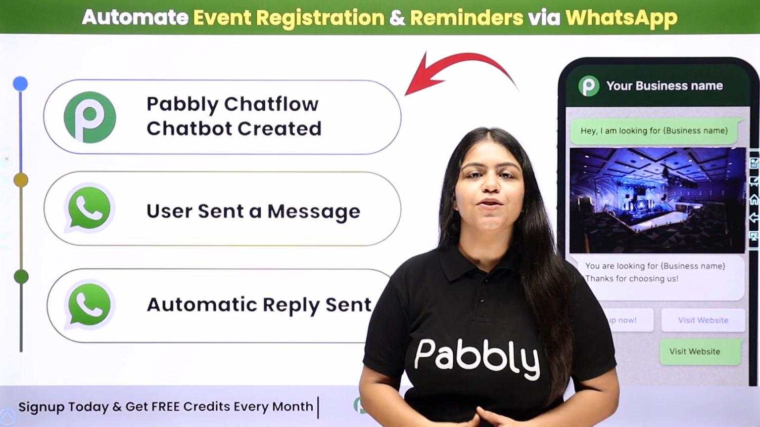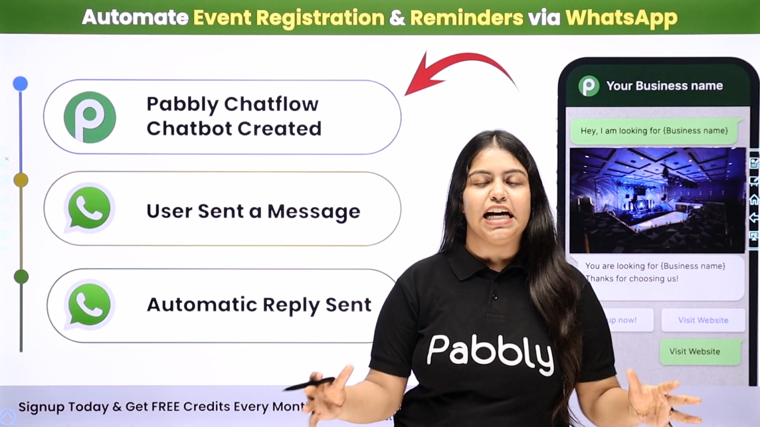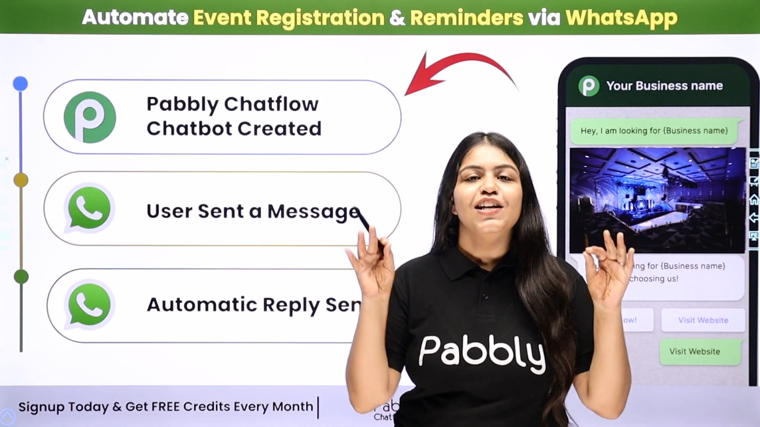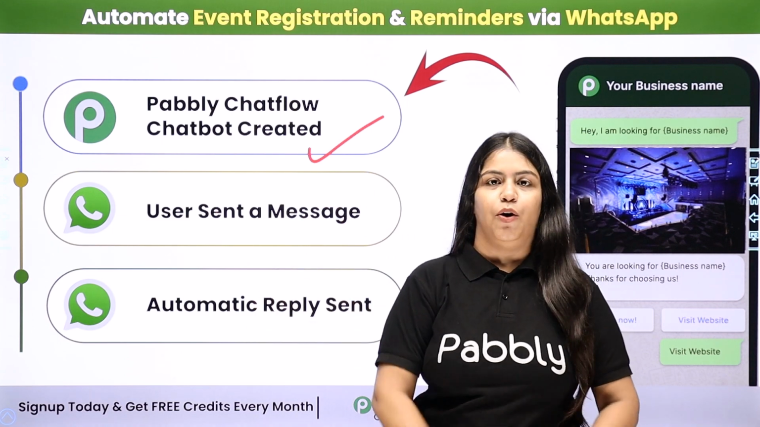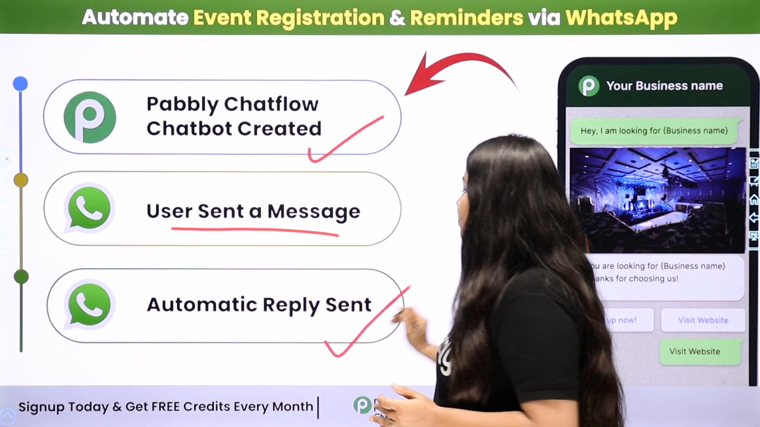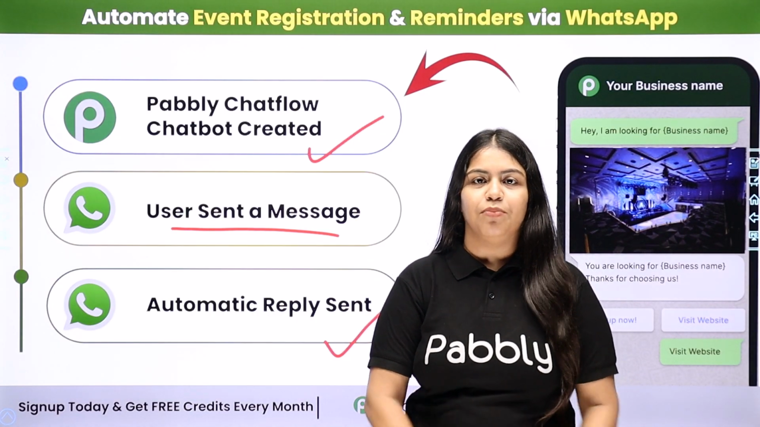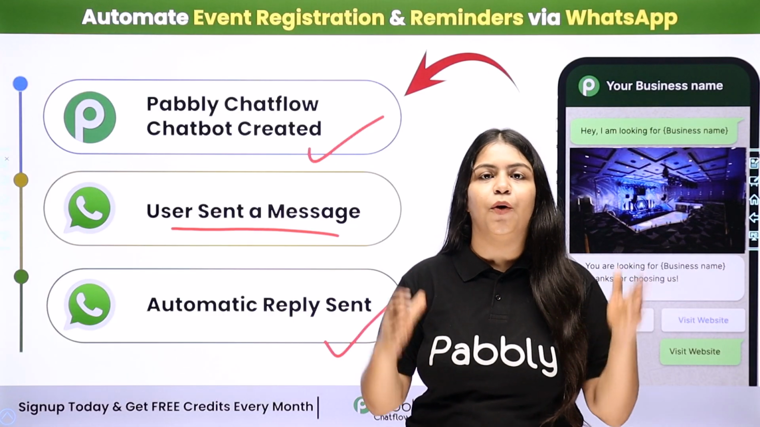So like you, I also regularly conduct events, and it is such a time-consuming and tedious task to reply to the same inquiries on WhatsApp over and over again. To solve this problem, I've simply created a Pabbly Chatflow WhatsApp chatbot, and now whenever my user sends me a message, an automatic reply will be sent to my user. Not only this, the WhatsApp chatbot can collect the event registrations and send reminders before the event.